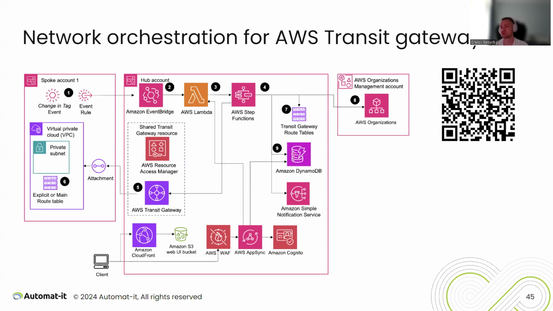It's a web UI. For example, if you have a dedicated networking team that would like to monitor and approve or reject attempts to attach to the transit gateway, you can use it. And the second part of the solution is the spoke part. It's deployed to all other member accounts, and it contains an EventBridge rule that is checking when you add appropriate tags to VPCs and private subnets. So once you add the appropriate tag, this event goes to the hub and automation is working, and your VPC is automatically attached to the transit gateway and gets appropriate routes.